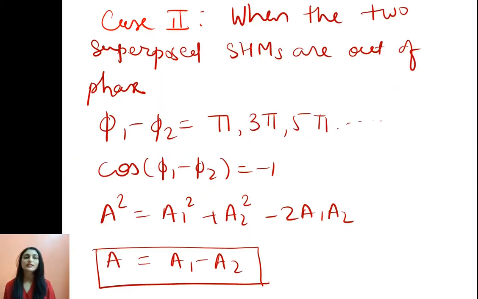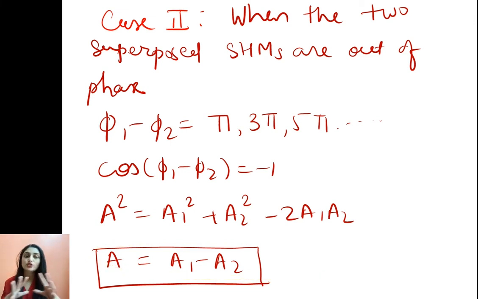Now, second case, when the two superposed SHMs are out of phase, that means phi 1 minus phi 2 will be pi or 3 pi or 5 pi and so on. We know that cos(phi 1 minus phi 2) is minus 1. So if I substitute, A square equals a1 square plus a2 square plus 2 a1 a2 times cos(phi 1 minus phi 2), which is minus 1. So I will get a minus sign over here. This is nothing but (a1 minus a2) whole square. So if I take the square root, I will get A equals a1 minus a2.